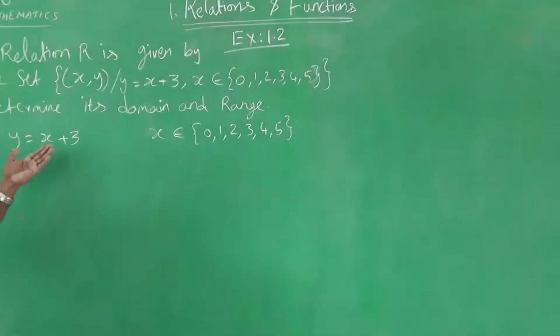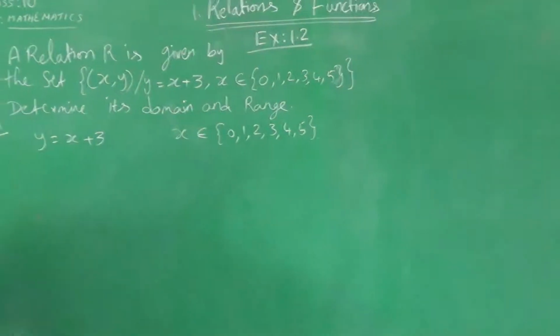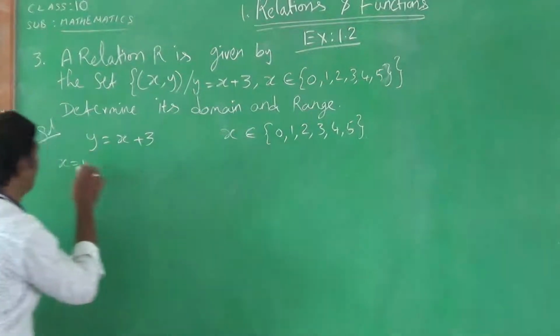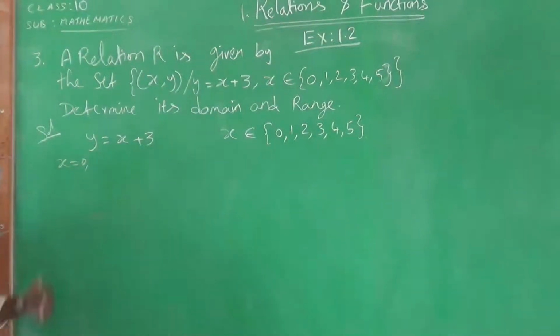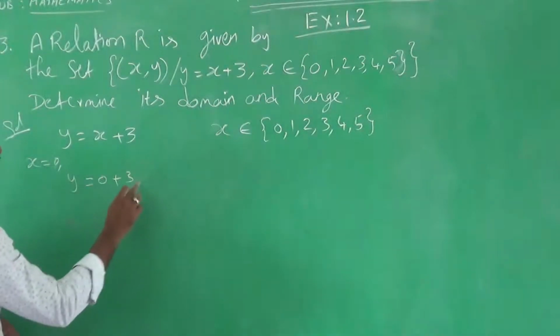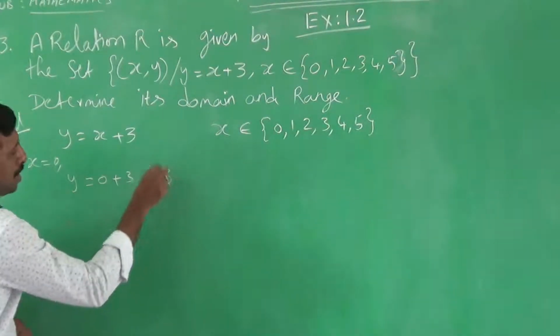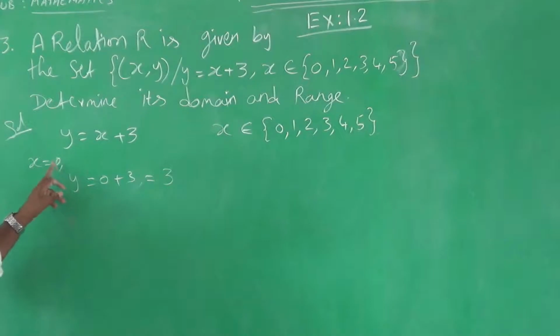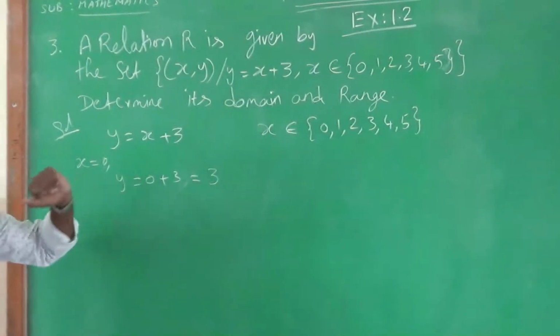Now apply the value of x to find the value of y. Here x is equal to 0. Then y is equal to 0 plus 3, which is nothing but 3. Then the ordered pair is (0, 3). The element 0 is mapping with the element 3.